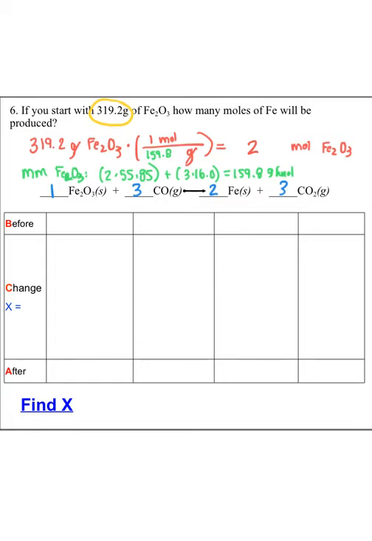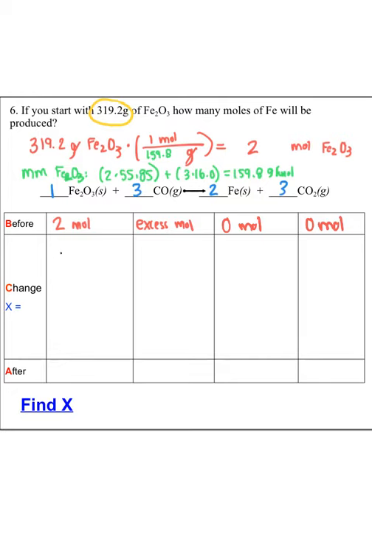So I'm going to plug in my before. I have 2 moles of Fe2O3. Did they mention CO in the problem? No, so I'm going to assume that I have excess moles. Because they didn't mention the other reactant, I'm going to assume I have more than enough. Before we do any mixing, any reacting, I'm not going to have any of my products. 0 moles, 0 moles.